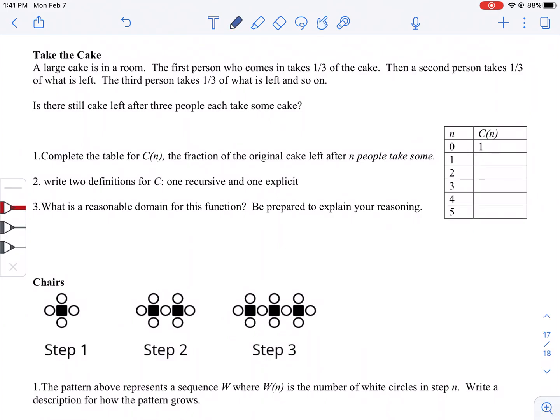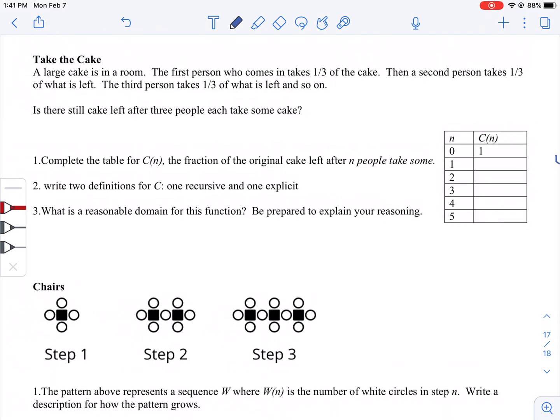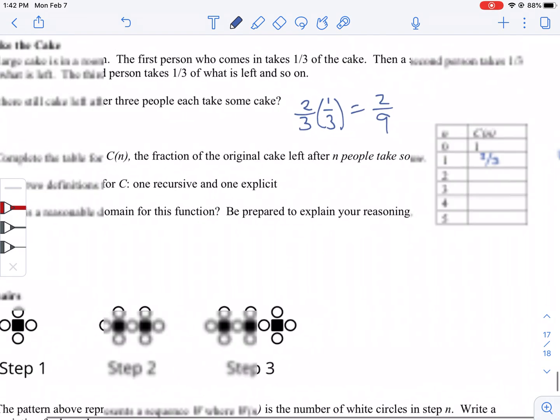So if there takes 1/3 of the cake, so how much is left would be 2/3. Now this next person, let's see, they take 1/3 of what is left. So this person, they take 2/3 and they take 1/3 of that. So that's 2/9. So we got to figure out, what is this?